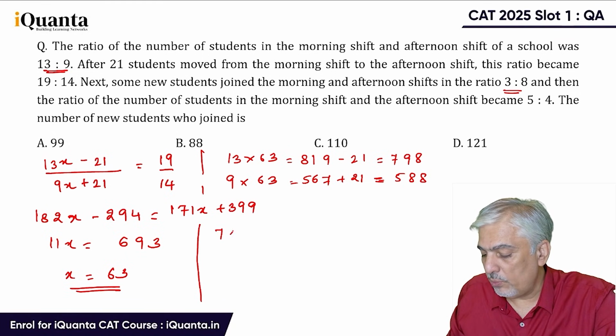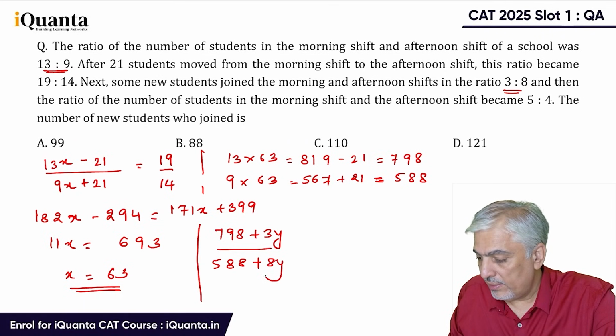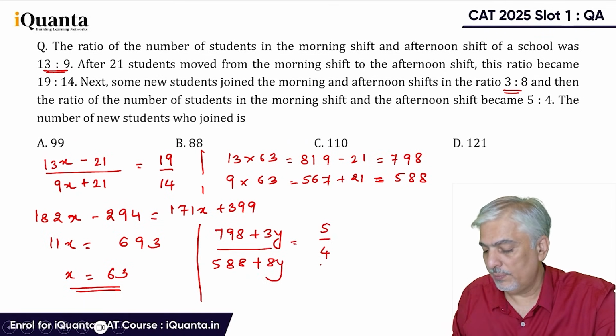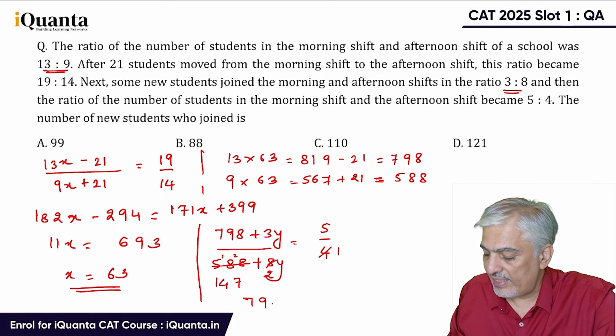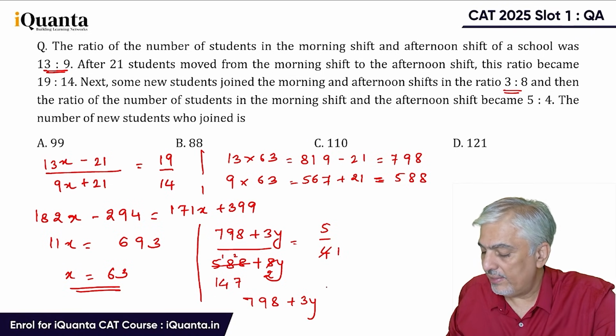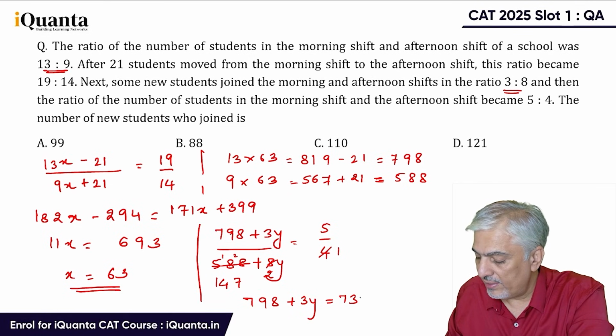Now after that, we said 3y students have to enter over here and 8y students have to enter over here, making this ratio 5:4. Instead of cross multiplying, I'll at least cut with 5. That will make life easier. 4 ones are 4. Cut with 4, sorry. 4 ones are 4. 4 fours are 16. 2 7. 4 twos are this. Cross multiply, so I'll get 798 plus 3y is equal to 147 5s. That is 735 plus 10y.